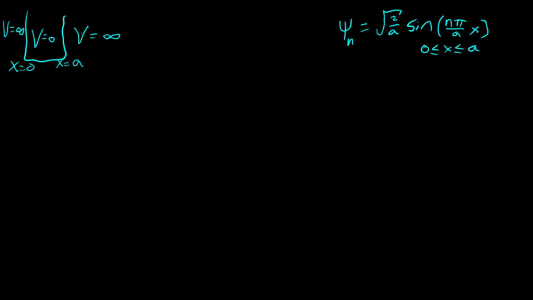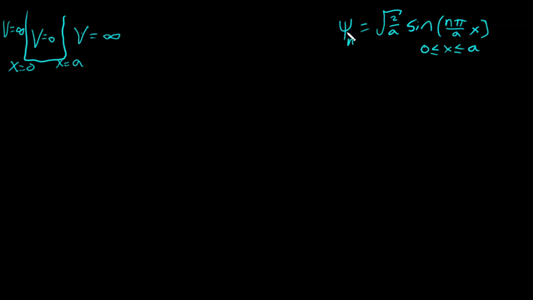Okay, so we have our potential, which is this infinite potential well. We have from x equals 0 to x equals a. We have the particle trapped. It can move freely inside this well with zero potential. But we have these regions with infinite potential that basically say that this particle cannot be there.